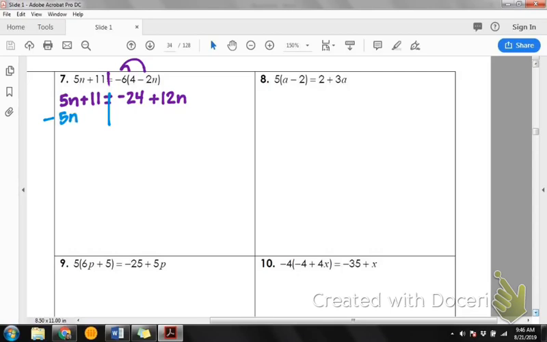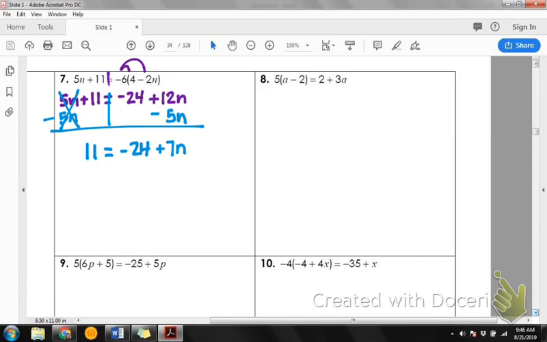-5n, -5n. We get 11 equals -24. And 12n minus 5n is a +7n. And we can still solve this.